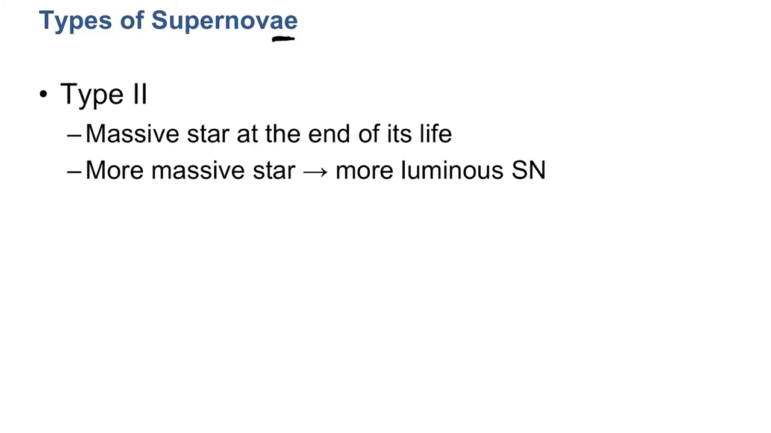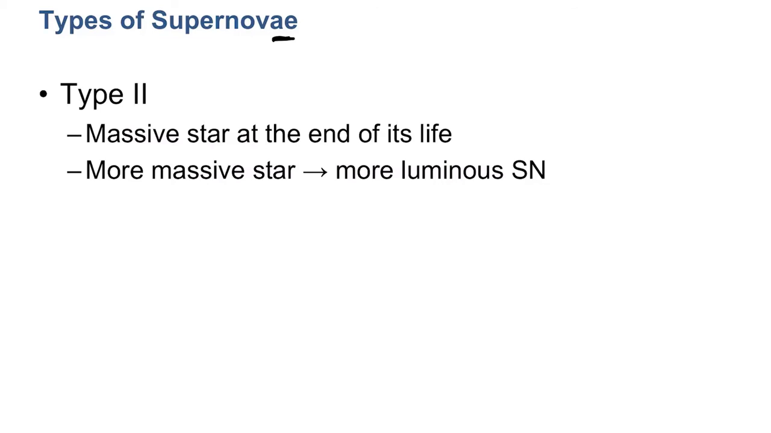And these are, again, among the brightest objects in the universe, but they don't all have the same amount of luminosity, right? The more massive the star you have, like 10 solar mass stars go supernova, as do 15 solar mass stars, as do 25 solar mass stars, as do 50 solar mass stars. And the more massive star you have, the more luminous that supernova is. Now, there's another type of supernova.